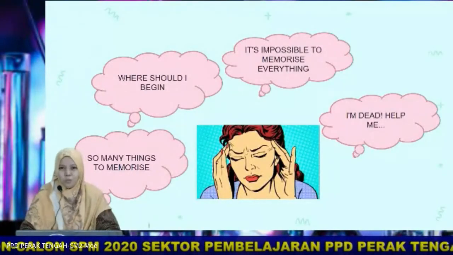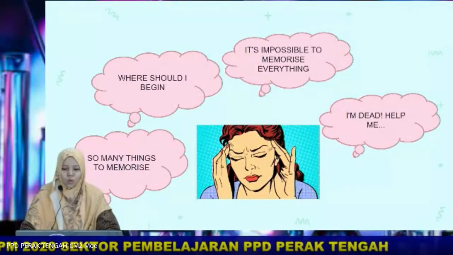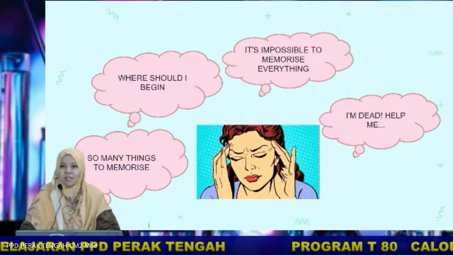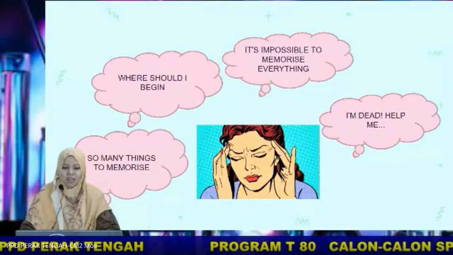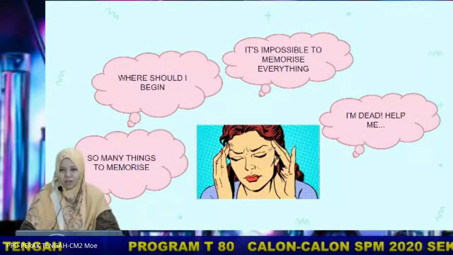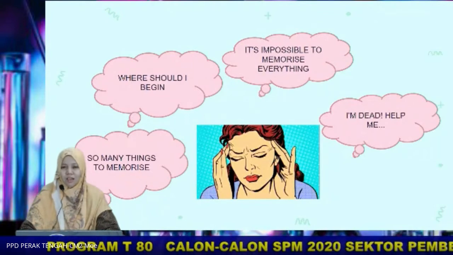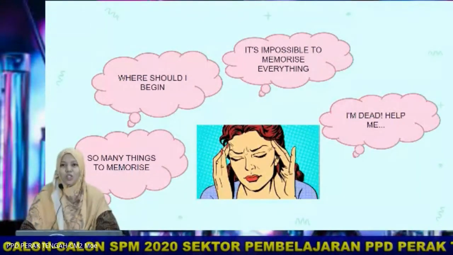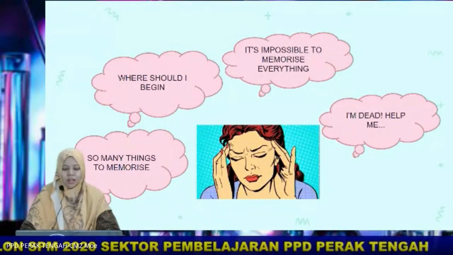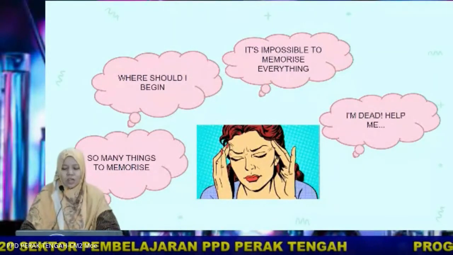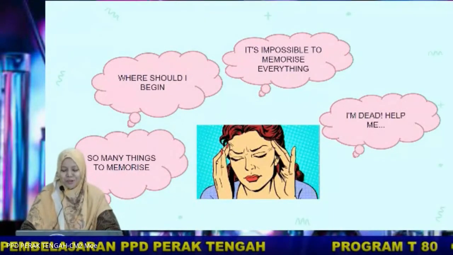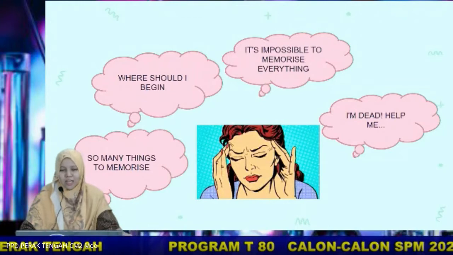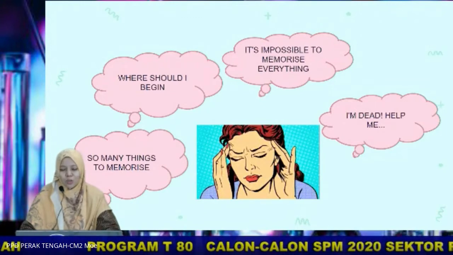So because this is the last part in paper 2, you might want to think harder. Okay, so this question might come out when you are going to answer the novel question. There are so many things to memorize. Where should I begin? It's impossible to memorize everything. Don't worry, actually you don't have to memorize all. You have to understand the story well. If you understand the story well, then you can write the answers. I'm dead, help me. Please have a positive mindset. The novel is not killing you. The novel asks you to enjoy the reading and to understand the story.